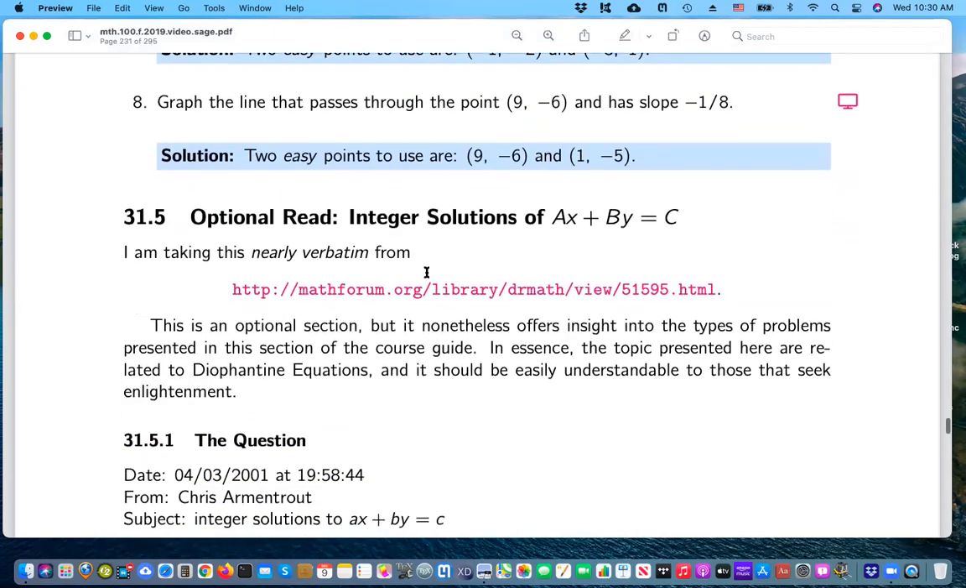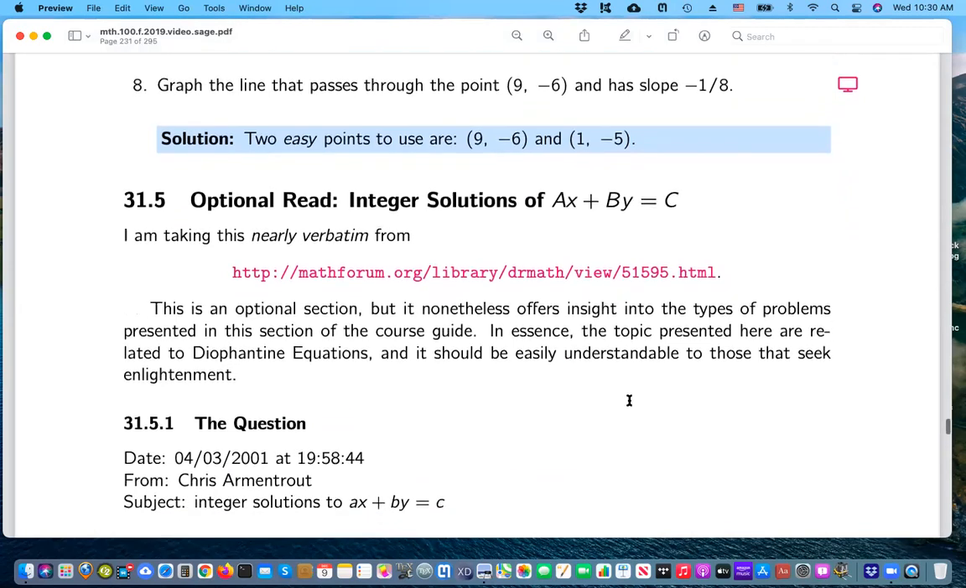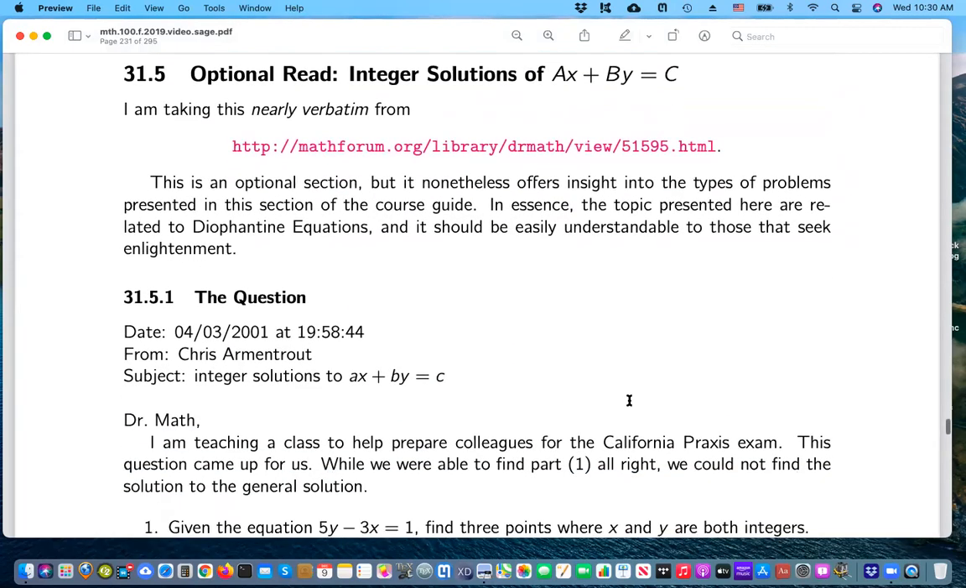I'm seeing this thing over here, optional read. If you like, you can read through that. It was an interesting question, and basically I copied it almost verbatim from the internet.